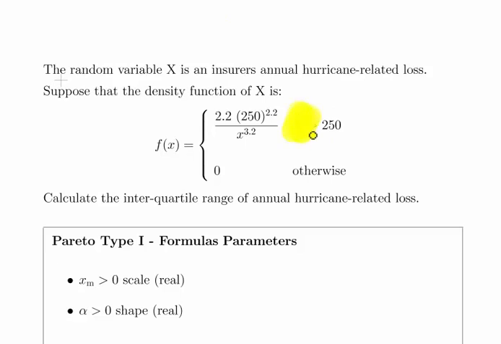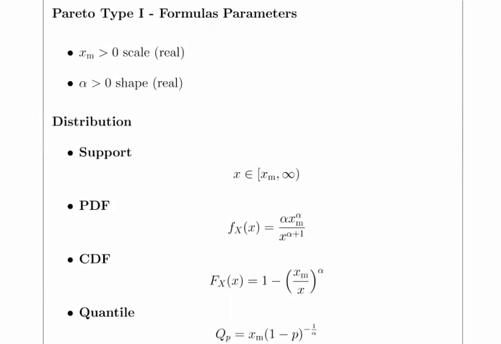But essentially what we have here is a minimum value, which is 250, and the general shape of the distribution. You'll probably be able to see 2.2 times 250 to the power of 2.2, and you start to think, oh yeah, that might be the Pareto type 1 distribution. Okay, so these are the formulas we have here.